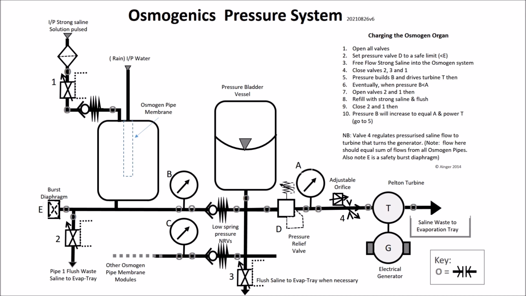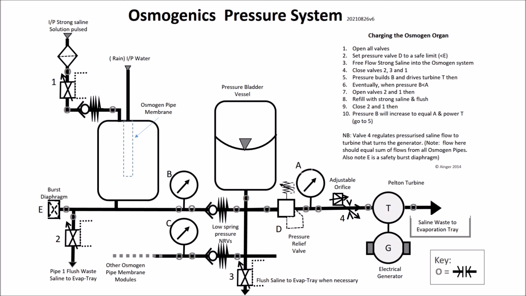And so we keep the pressure on this bladder high so that we can release it into the turbine and continually generate power. This is the charging process, set the valves, etc. But it's not worth talking about that at the moment. But the idea is that we keep many cylinders firing, and we keep a continual strong flow of saline solution and rainwater coming in to keep this power going.